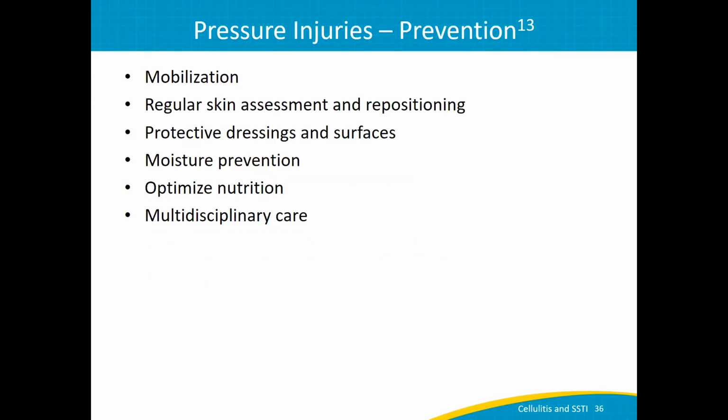So some strategies to reduce the risk of pressure injuries include mobilization, early and often, along with performing regular skin assessments and repositioning areas that are at risk of developing pressure injuries. Protective dressings and surfaces can also be helpful, along with strategies to reduce moisture in high moisture areas like the lower back and the groin. Optimizing nutritional status, again, through a holistic approach, not necessarily supplementation, is important, and involving a multidisciplinary team of physicians, nurses, therapists, surgeons, where needed.